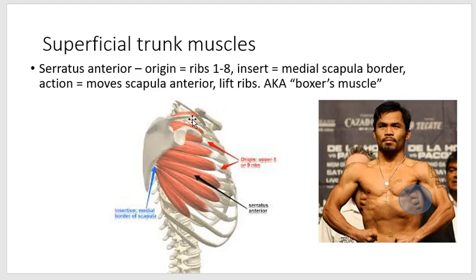They sometimes call this the boxer's muscle. If you look right here, Manny, you can see them right here. They're really important in bringing that scapula forward, which helps to project out the arm. And so sometimes they call this the boxer muscle because it helps you when you throw a punch.